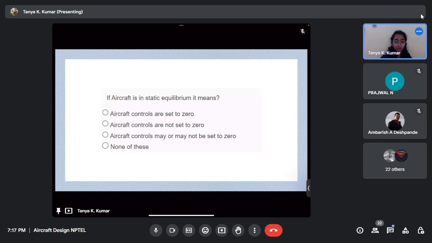Aircraft is in static equilibrium. Okay, why do you say that? All right, okay. Does anybody have any other answers?